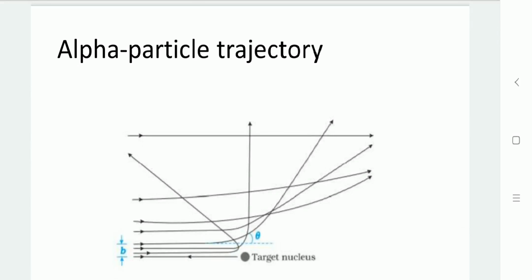Here the trajectory traced by the alpha particles depends on the impact parameter. This impact parameter is known as b, as you can see in the diagram of the collision. The impact parameter is the perpendicular distance of the initial velocity vector of the alpha particle from the center of the nucleus. Basically, it gives you the perpendicular distance between the alpha particle and the scattering center.